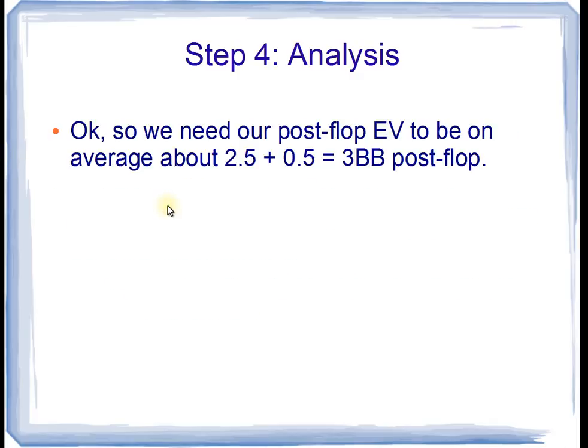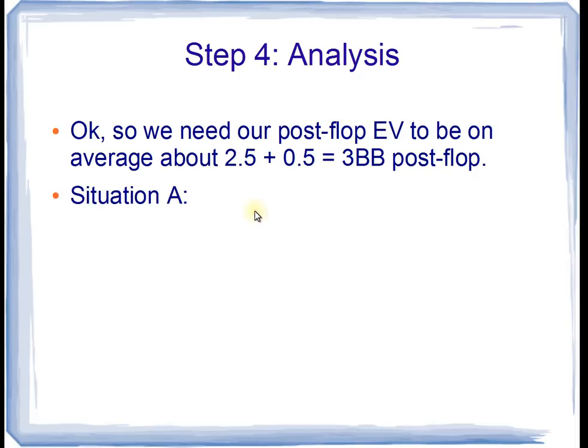Okay, so we need our post-flop EV to be on average about 2.5 plus 0.5 equals 3 big blinds post-flop. Because remember, if we're trying to win half a big blind overall for the hand, well, if we risk 2.5, sometimes people don't like it if I use the word risk. If we open for 2.5 big blinds and we need to win on average 0.5 big blinds overall for the hand, then our post-flop EV will have to be 2.5 plus 0.5 equals 3 big blinds.